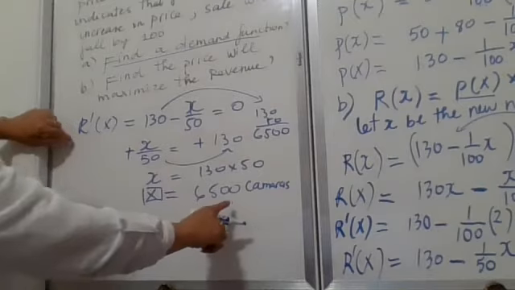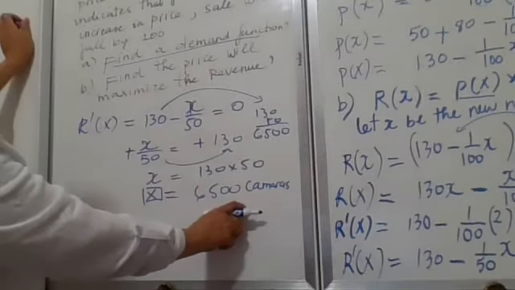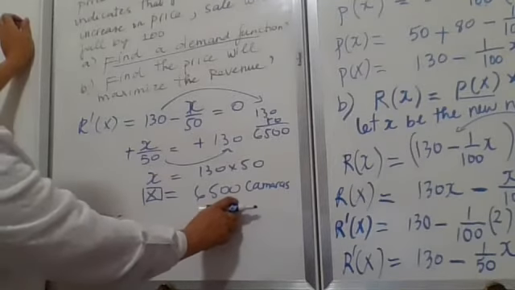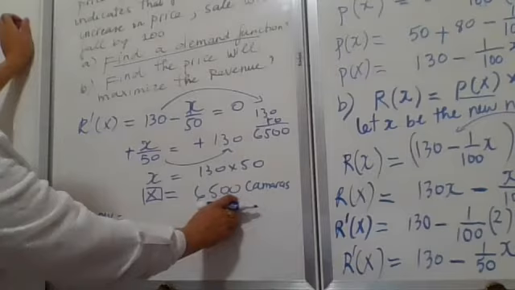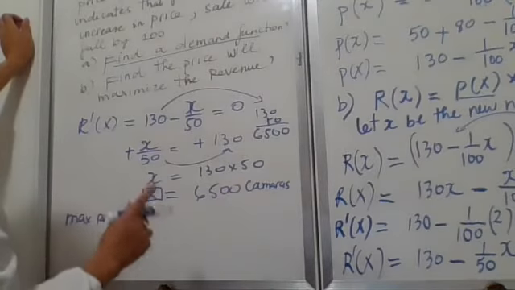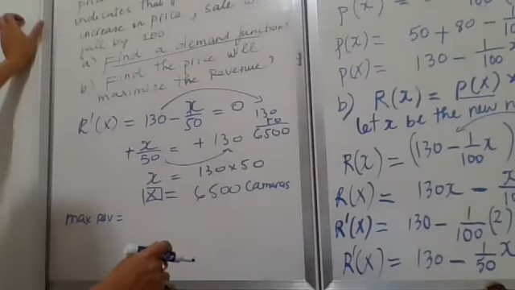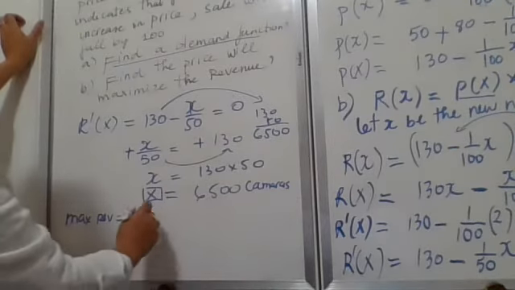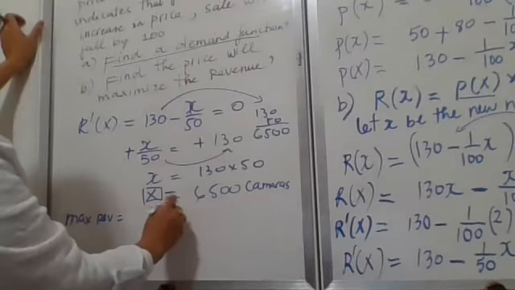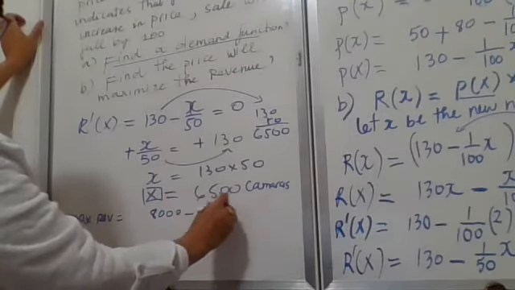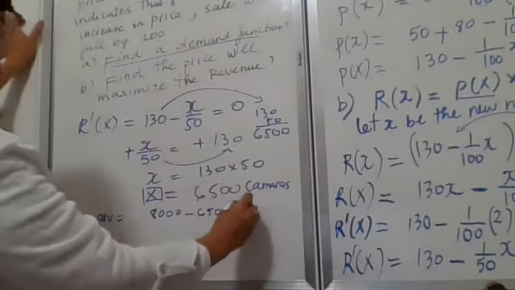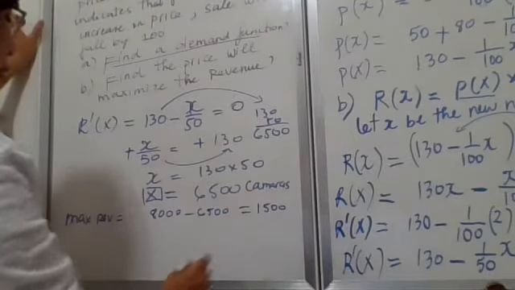Now, how many cameras are sold? 6,500 cameras will be sold, so how many is the number of cameras decreasing? 5,000 minus 6,500 equals 1,500, right?